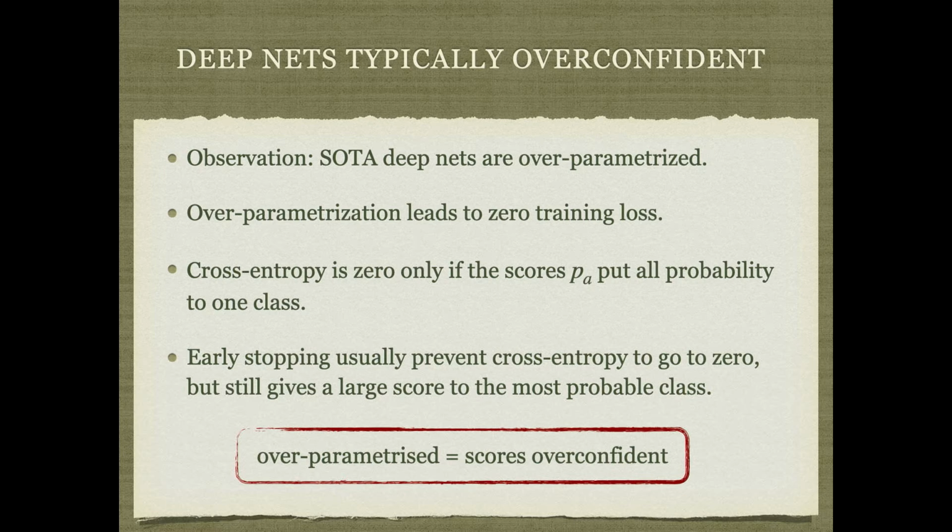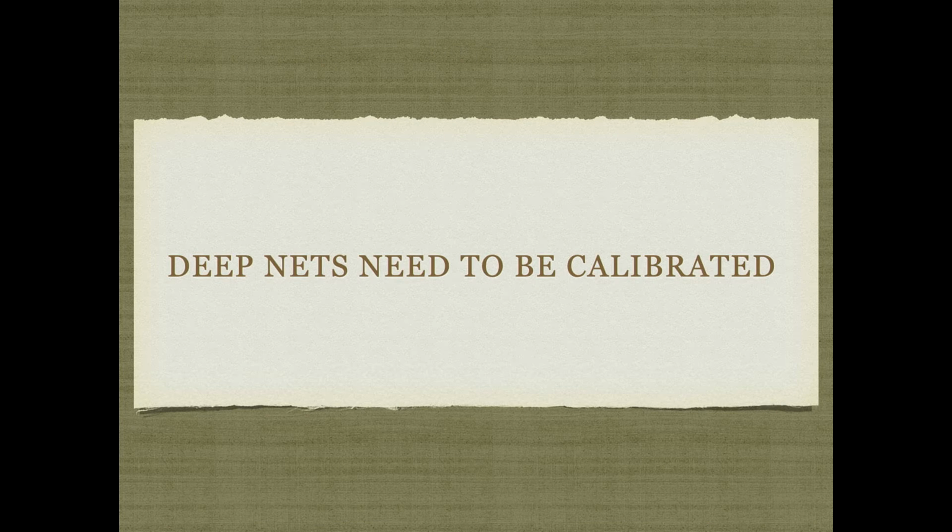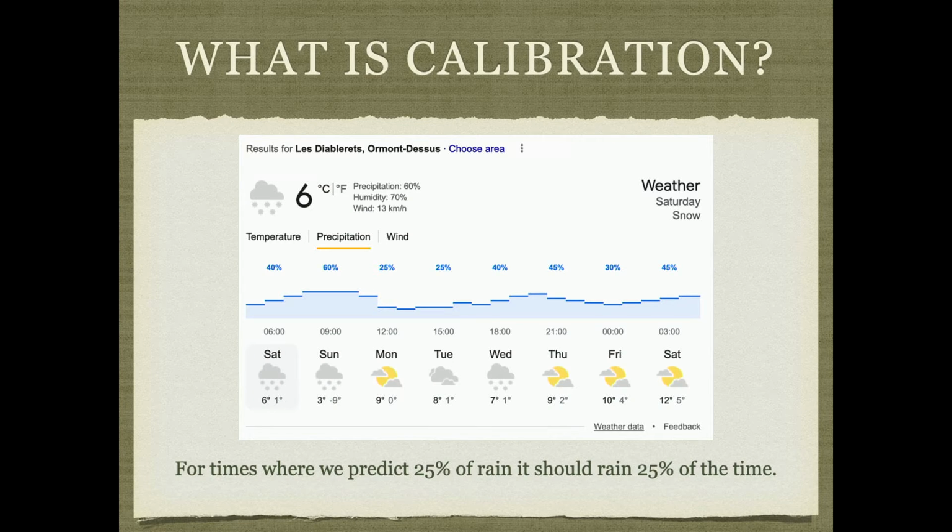So this 99.3% just means nothing. Okay. So we need to do something about it. Deep networks need to be calibrated. We need to get some uncertainty measure that actually means something. So what does calibration mean?